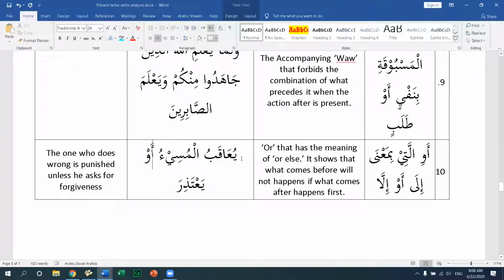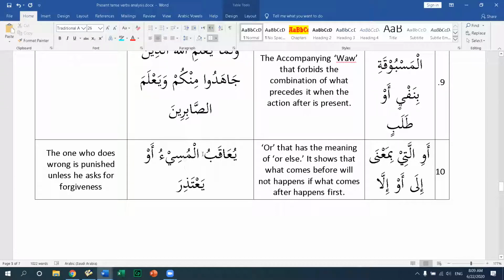Aw means unless. So يُعَاقَبُ الْمُسِيءُ, the way we'll analyze this sentence is يُعَاقَبُ فعل مضارع مبني للمجهول أو لغير المذكور. It's in passive form of the verb. مرفوع وعلامة الرفع ضمته على آخره. المسيء نائب الفاعل. So we don't say المسيء is the فاعل. We say نائب الفاعل. It takes the place of the fa'il because it's originally the object of the verb يعاقب. For example, we'll say يعاقب الله المسيء. Allah punishes the one who does wrong.